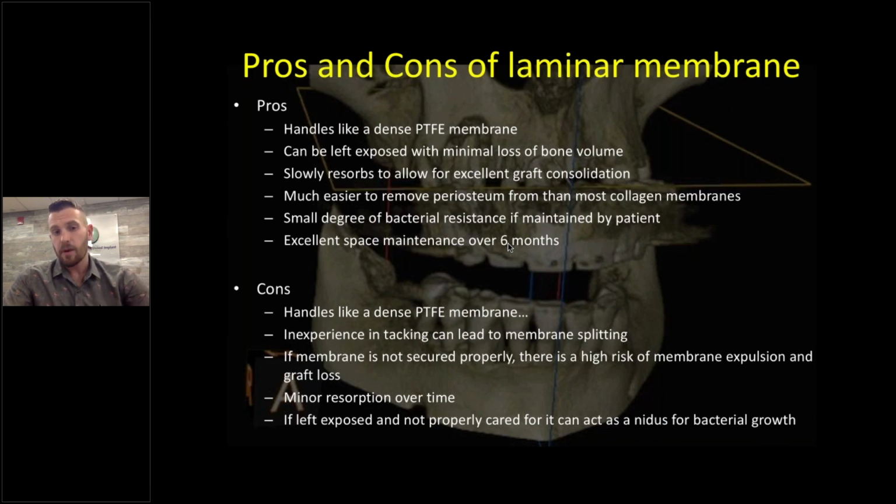If it's left exposed and not properly cared for, like I said before, it can actually act as a nidus for bacterial growth, and then you can see some of the membrane exfoliate on its own. But typically when that happens, depending on the point in time that it happens, the graft really stays nice and consolidated, and you don't see that many problems even if that happens.